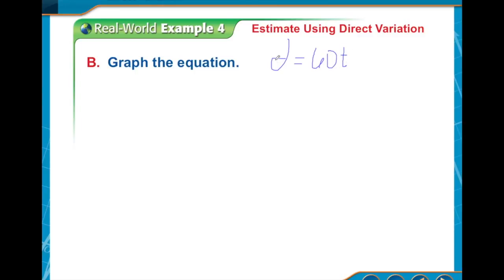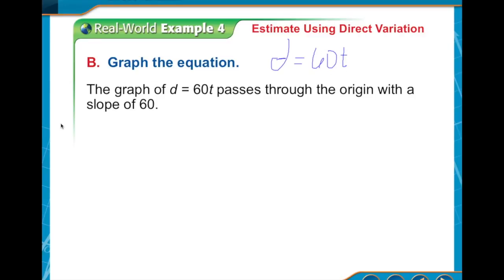We want to graph this whole thing, and we can do that treating d as the y variable and t, our time, as the x, as always. Time is always on the x-axis. So we know all of these are going to pass through the origin. Every direct variation equation will go through the origin. So here we go. Slope is 60.